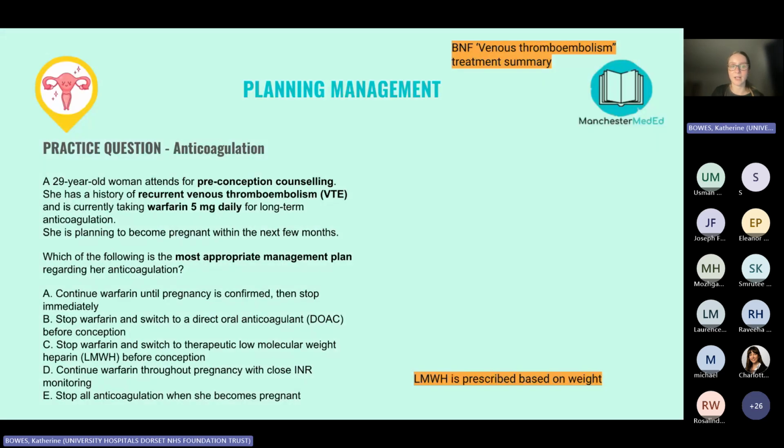Okay, another planning management question. Give it a go and like the message. Okay, we're doing well. Let's go through it. Let's keep up the pace, guys.